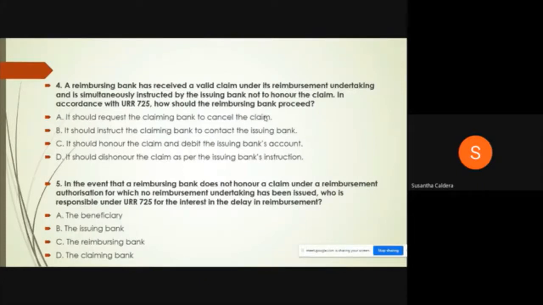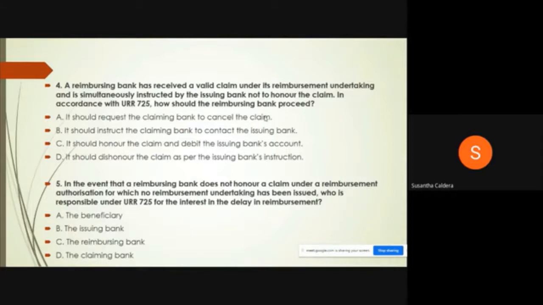What is the correct answer? Any luck? The correct answer is C. At the last moment, if the issuing bank changes the instructions, they don't care. It should honor the claim and debit the issuing bank's account. This is the risk involved in this. You should not give reimbursement authorizations for unknown customers. The issuing bank has to take the risk.